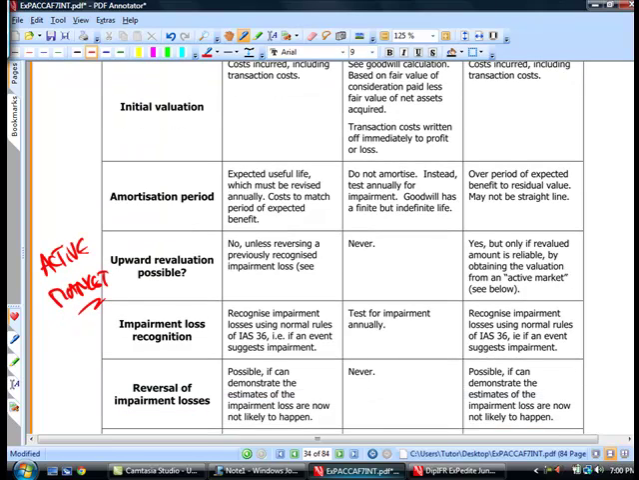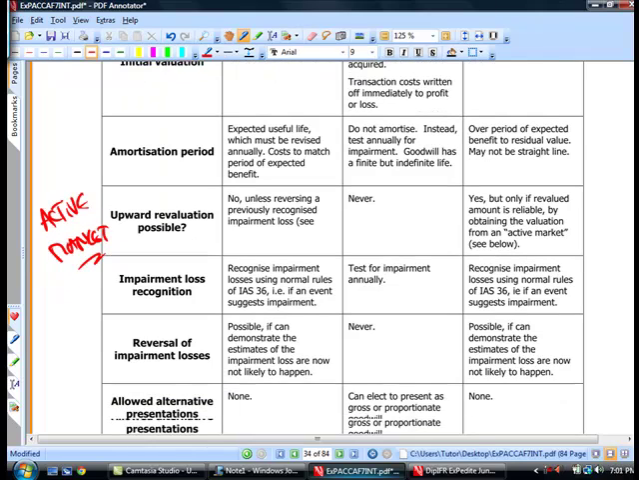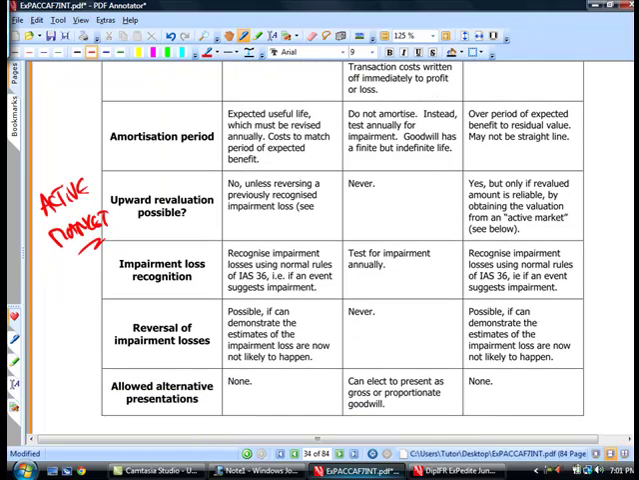Impairment loss: we will recognize impairment loss exactly as per IAS 36 rules, meaning it will be booked in P&L unless we have a revaluation reserve, which, as we discussed, is not the case. Any reversal of impairment losses is possible if and only if the impairment indicators which led us to book the previous impairment are not likely to happen again.